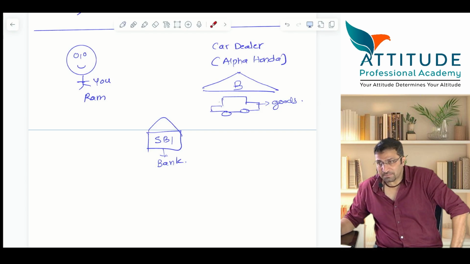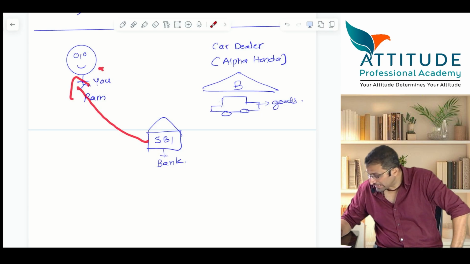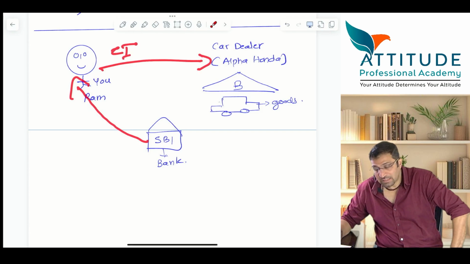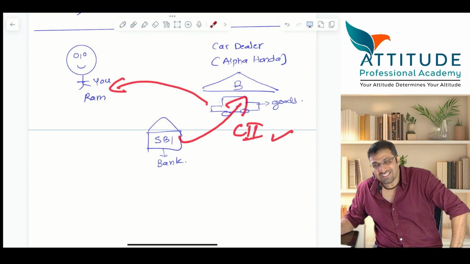What does the bank do? The bank gives you a loan. Now, there are two options, my dear friends. Case 1: the bank gives you cash, and then you give the cash to Alpha Honda. Case 2: you take the car, and the bank directly pays the money to Alpha Honda. Which scenario is practical? Case 2, not case 1.